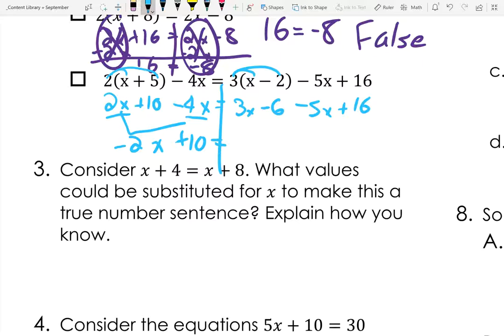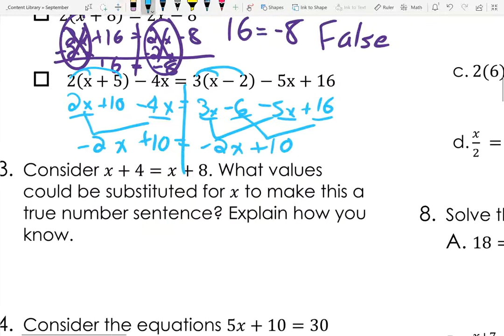The right-hand side, we still have other terms to combine. Same idea with these x's. They're on the same side together, so we just combine them together. 3 minus 5 makes negative 2x. And then we can also combine the negative 6 with 16. So negative 6 plus 16 is positive 10.